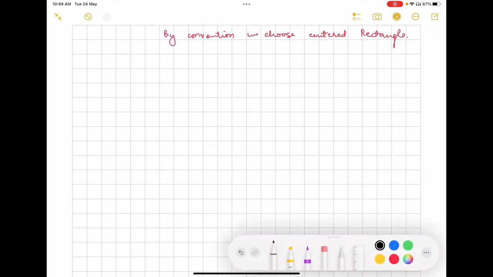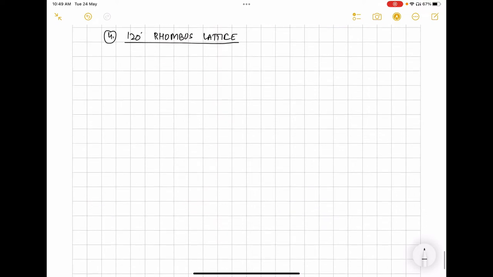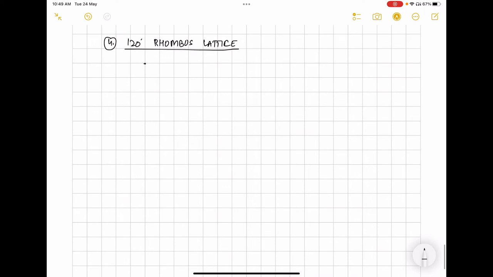Now, next is the 120 degree rhombus lattice. Okay, so 120 degree rhombus.